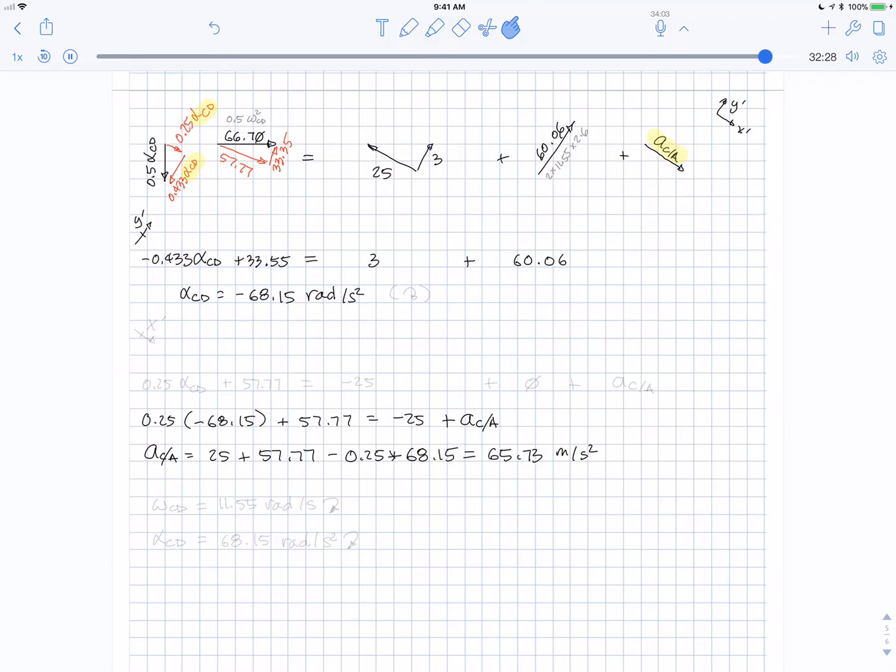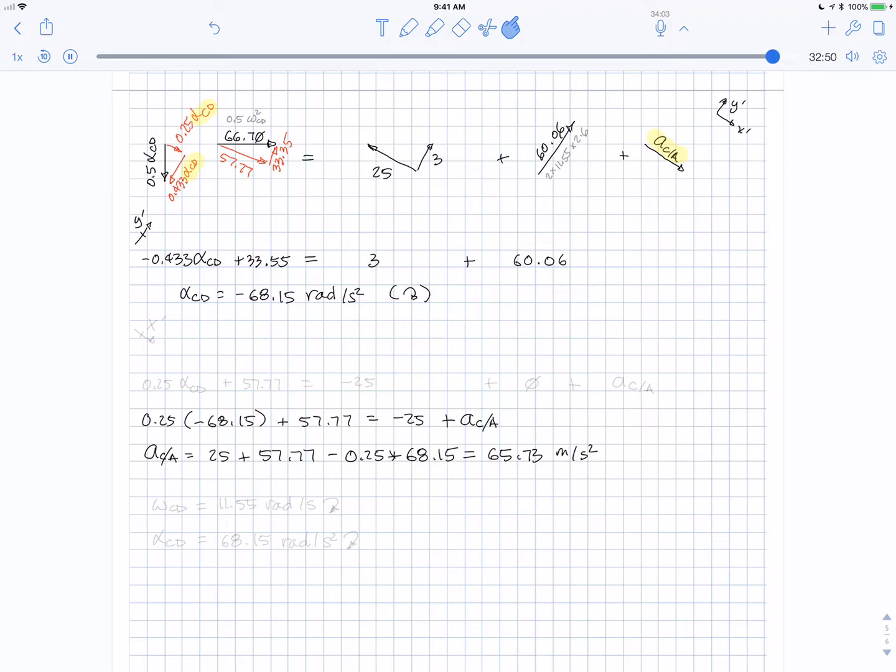So I've kept my streak alive. Alpha CD is negative 68.15. So I assumed the wrong direction. Let me look. I assumed counterclockwise. So alpha CD is in fact going clockwise. 68.15 radians per second squared.